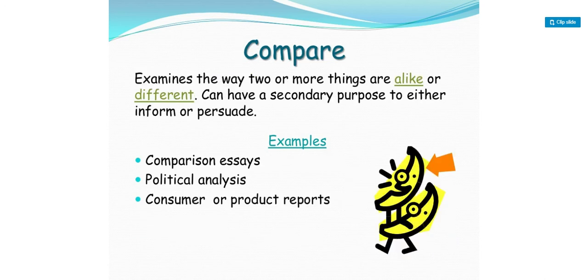Comparing, we've talked a little bit about that. So if we're looking at two or more things, we want to know how they're alike and how they're different. And that's a really helpful example of how readers can make decisions about things they purchase, or sometimes who they're going to vote for, if we're comparing things and learning how they're the same and how they're different.